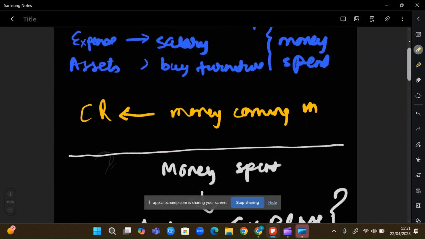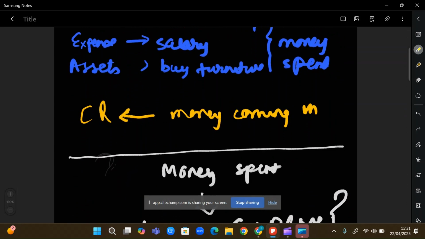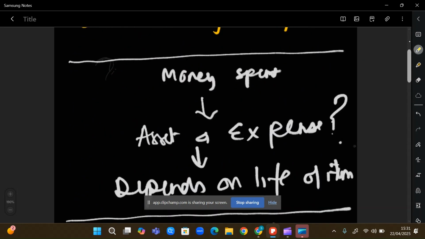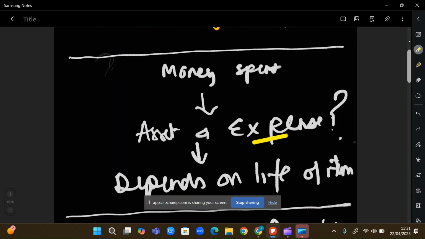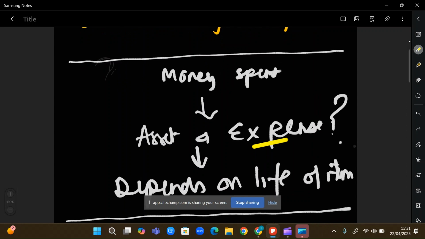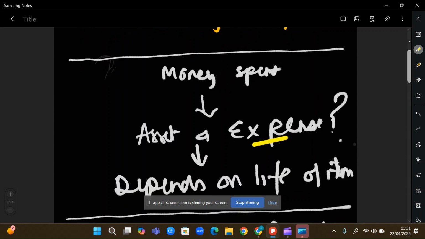Similarly, credit is something where money is coming in, like when we are getting income, money is coming into our accounts, or when we are getting loans, the loan amount is coming inside our account. So how do we determine whether money spent is asset or expense? Please note, we are using expense. We will come to the expenditure part later.